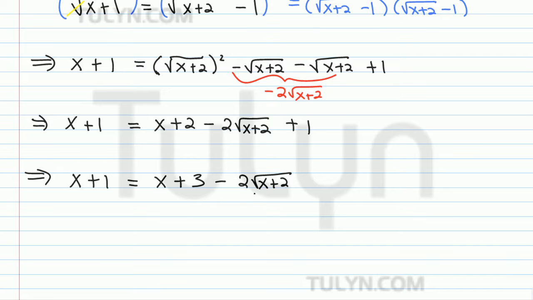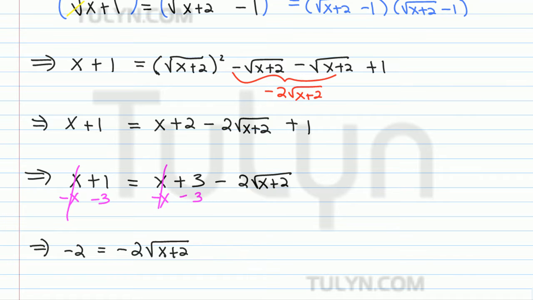Now, the fact that we still have a square root of x plus 2 means we're going to have to square again at some point. But for now, let's see if we can cancel out anything. If we subtract an x from each side of the equation, those x's both cancel out. And now what I want to do is move everything that's not part of this 2 times square root of x plus 2 to the other side. So if we subtract a 3 from both sides of the equation, this simplifies to negative 2 is equal to minus 2 times square root of x plus 2.